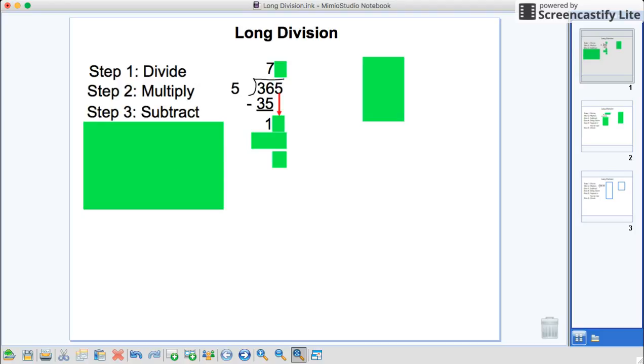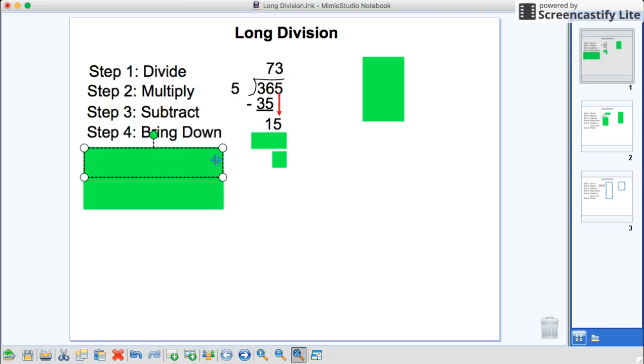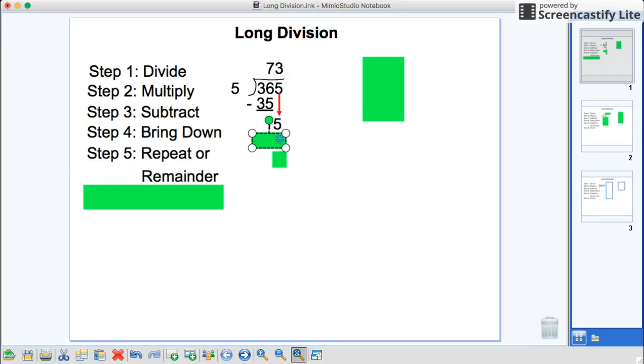Now I look at 15. How many groups of 5 can I make out of 15? The answer to that is 3. So now I have repeated the process: divided, now I've multiplied. I'm ready to subtract. 15 minus 15 is going to give me 0. So this problem did not give me a remainder.